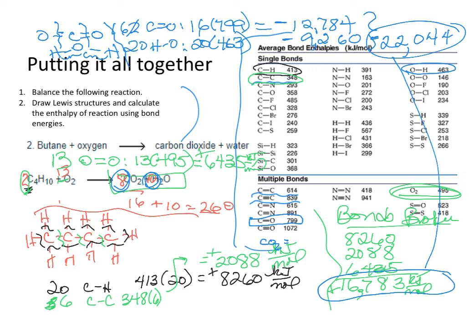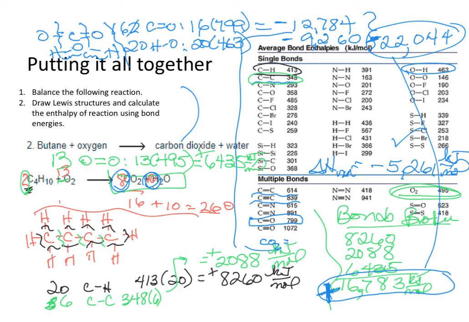Now, this is why I say you don't need that formula. As long as you have used the right signs for bonds breaking and bonds being made, just combine them mathematically. You don't need a formula. So if we combine now 22,044 minus, and then we're going to add to that the 16,783. The net enthalpy of reaction is going to be minus 5,261 kilojoules per mole. And that's what we expect.